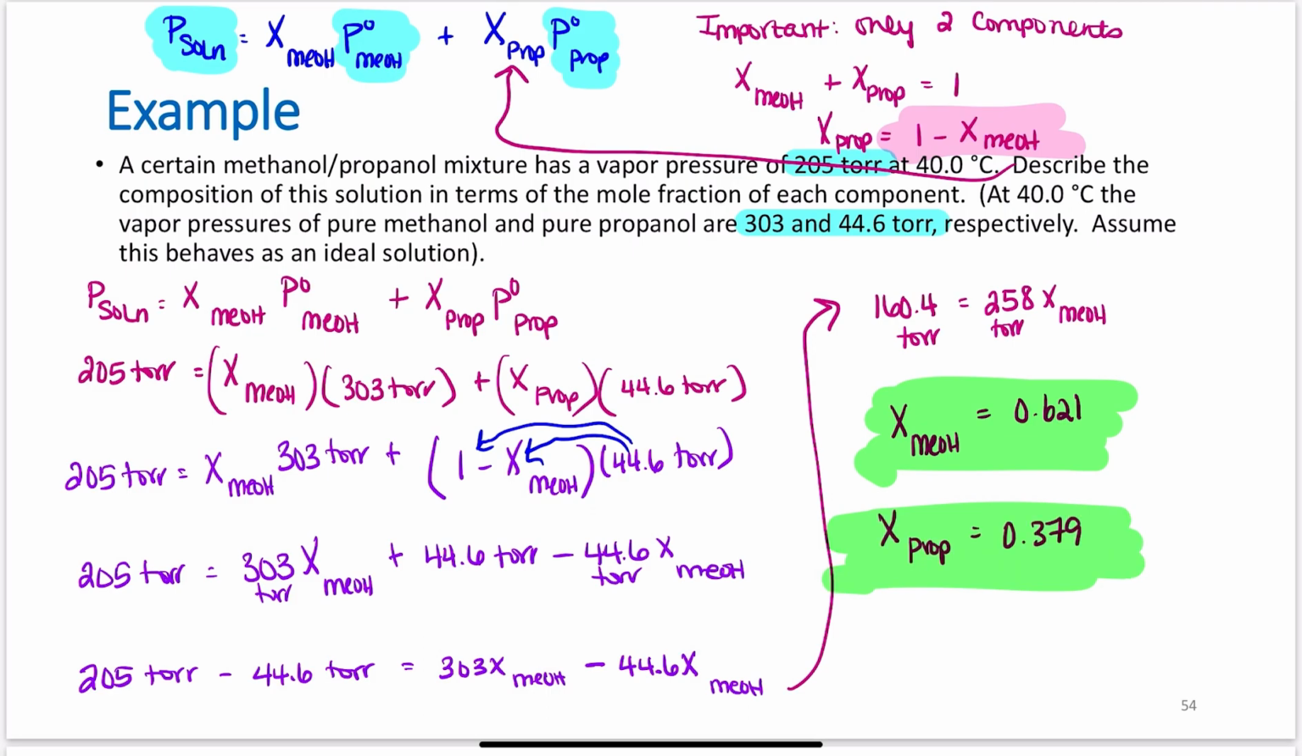So in this system, this methanol-propanol mixture at 40 degrees C, if the total pressure was 205 torr, that means about 62% of the system was due to methanol and about 38% of it was due to propanol.